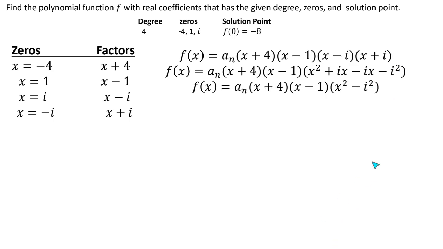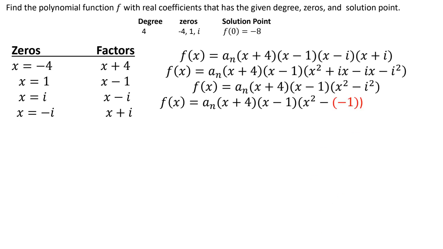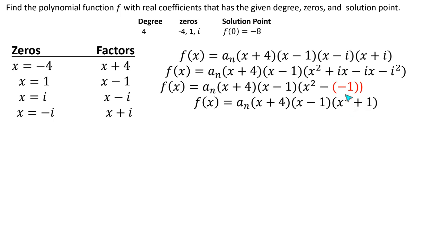Now here we know that i squared is going to be, well, first we just rewrote it, and then I get x squared. The ix and the negative ix is 0. And so now for i squared, I know that that's a negative 1. So I can replace it with negative 1. If I simplify, we get x squared plus 1. So now I just need to multiply these three factors together. So x times x squared is x cubed. x times 1 is x. Negative 1 times x squared is negative x squared. And negative 1 times 1 is negative 1.